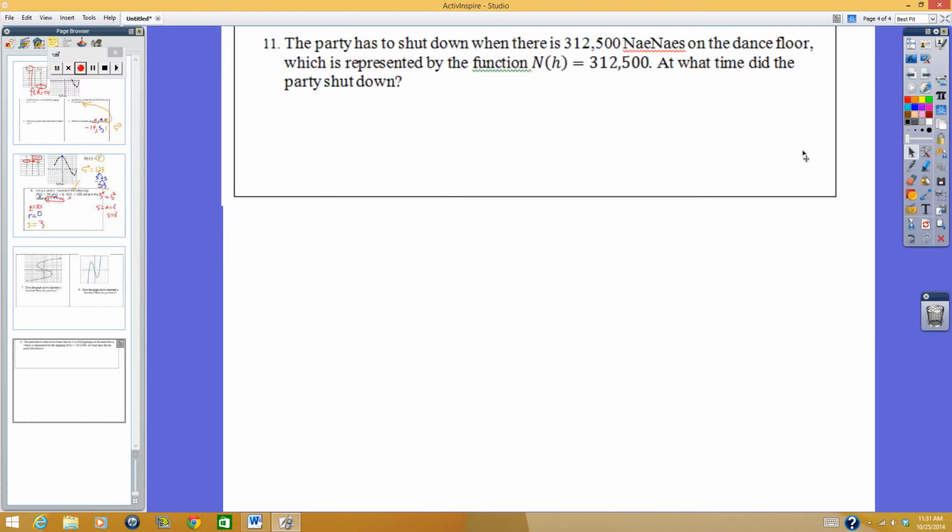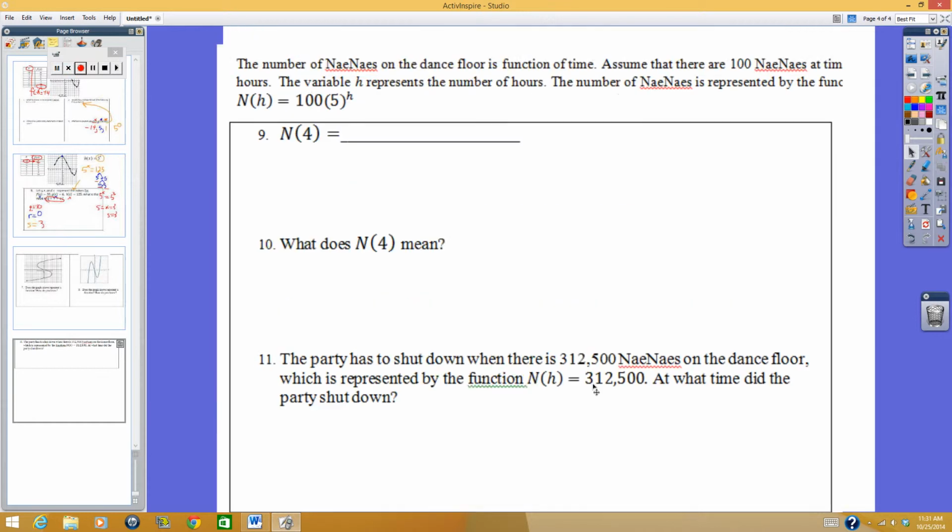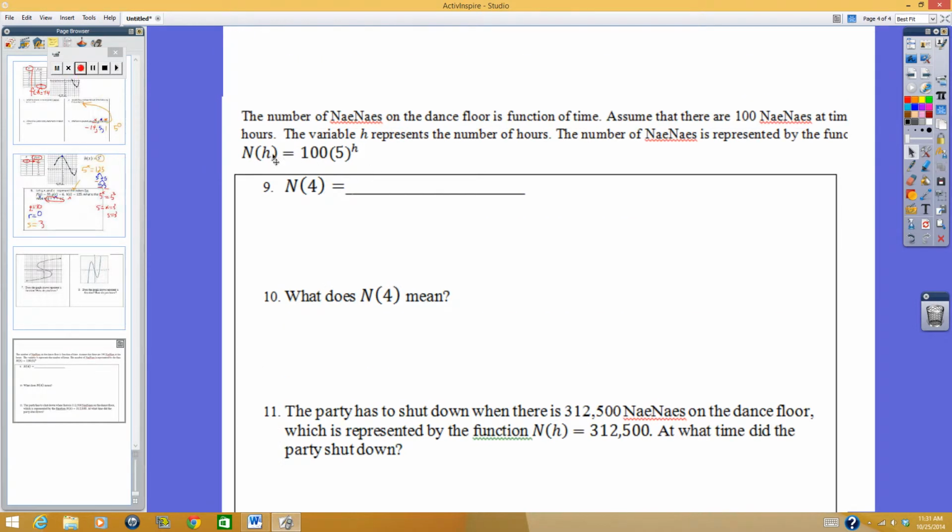Alright, so the party has to shut down when there is 312,500 nenes on the dance floor. I guess they can't take the nene, which is represented by the function n of h equals 312,500. At what time did the party shut down? Alright, take this number of nenes, right? See how it's a big number? And bring it back to this equation.